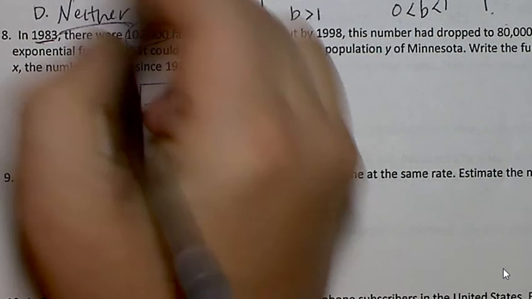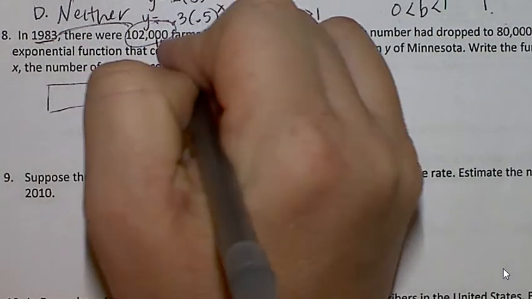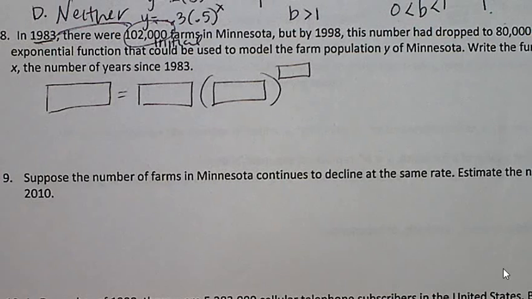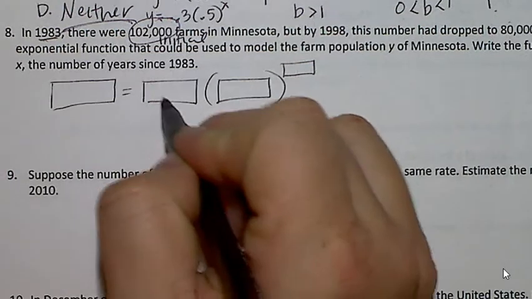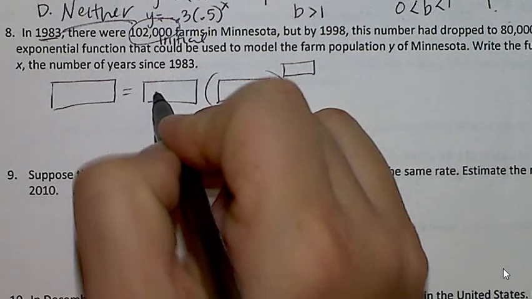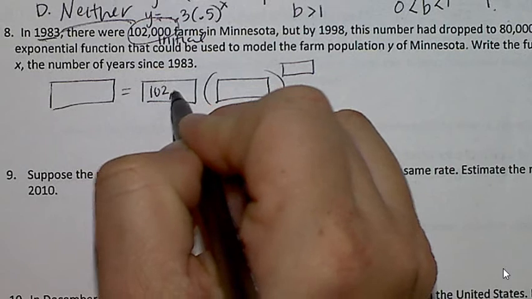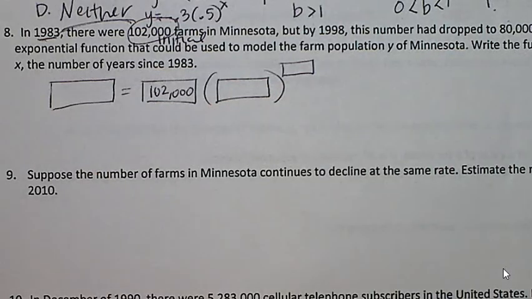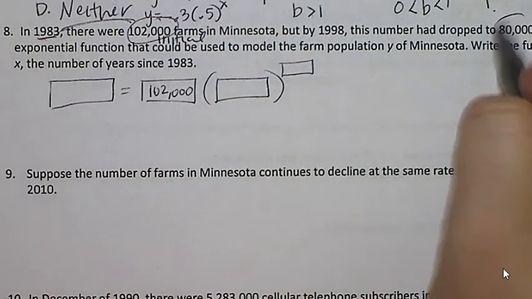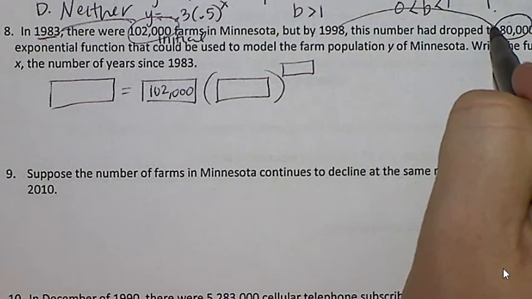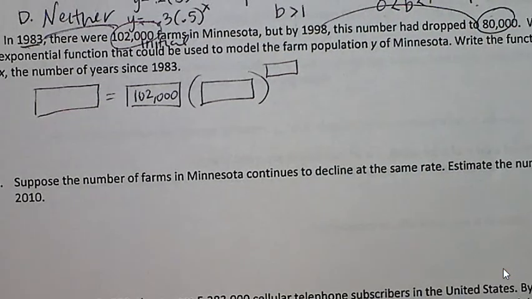So I'm going to write initial right here. The time period or the date that is the earliest will be your initial value, and your initial value always goes in the A position. The second value of 80,000 is your final outcome for this problem. So here is your final outcome.